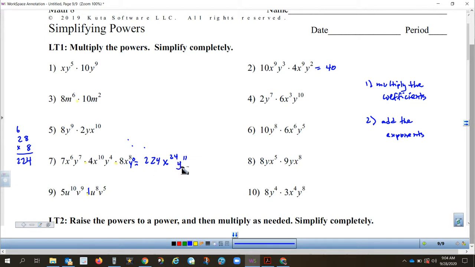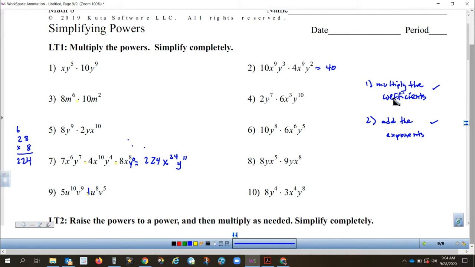X to the 24th, y to the 11th. So again, we're going to multiply the coefficients. We're going to add the exponents. Where students get confused is it's one problem and we're doing two different things. But coefficients never do the same thing as the exponents.